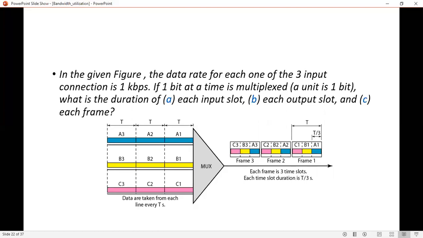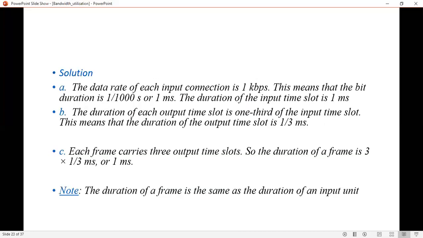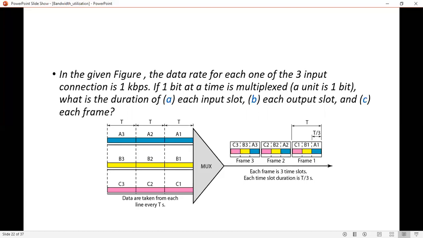That is, you should find what t is there. A1 in the input line occupies a t time slot, isn't it? What is the value of this t? It is nothing but 1 by 1 kbps. Understood? That is the input rate, 1 kbps. 1 divided by 1 kbps will give you the time slot t, which is 1 millisecond. See here, 1 millisecond.